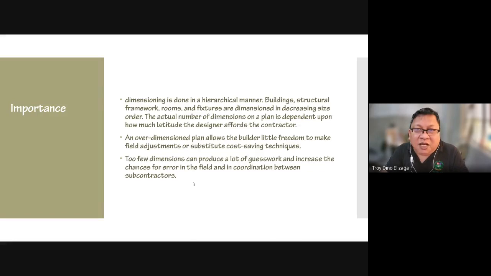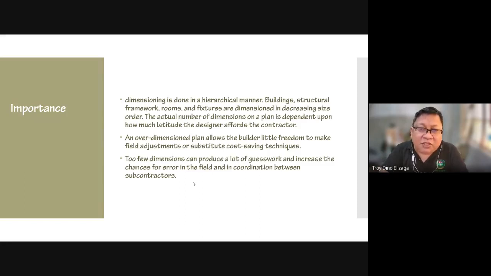Dimensioning is done in a hierarchical manner. So building, structural framework, rooms, and fixtures are dimensioned in decreasing size order. The actual number of dimensions on a plan depends upon how much latitude the designer affords the contractor. An over-dimensioned plan allows the builder little freedom to make field adjustments. It has to follow all the plans, so there's no room for error, but then also no room for, I don't know, creativity.